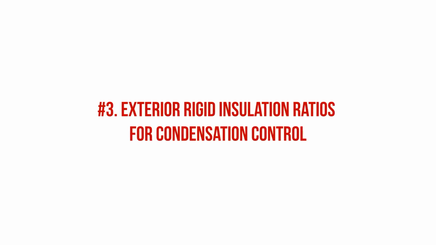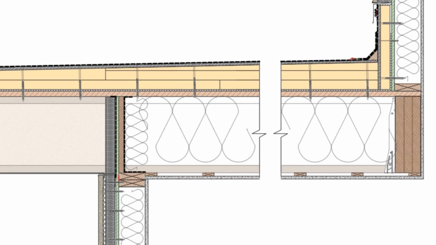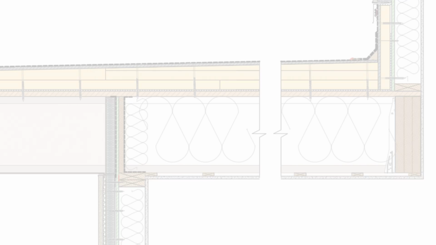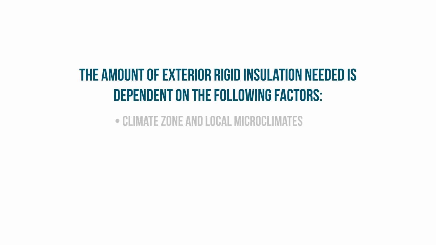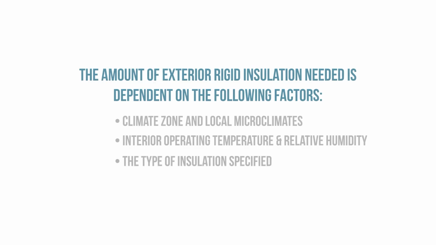Number 3, you need to use the right ratio of exterior rigid insulation for condensation control. Just like with any unvented roof assembly, we want to warm the condensing surface of the sheathing, or in this case the roof deck, to prevent warm, moisture-laden air from the interior from condensing on the underside of the sheathing and rotting it out. The amount of insulation that you'll need is dependent on the climate zone that you're building in, the interior relative humidity that you're operating under, and the type of exterior rigid insulation that you specify.